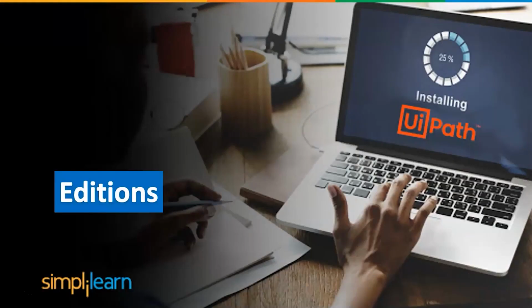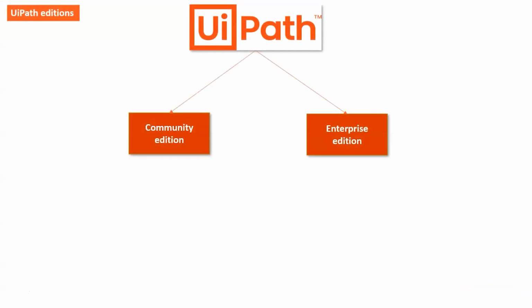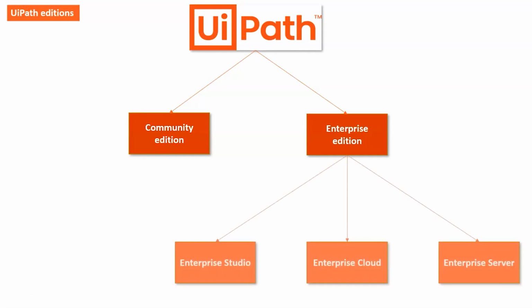Let us look at the editions. The different editions that UiPath offers. UiPath offers two types of editions: Community Edition and Enterprise Edition. Community Edition is for the developers and small teams who are just starting on their automation journey. The Enterprise Edition is further classified into three types: Enterprise Studio Edition, Enterprise Cloud Edition, and Enterprise Server Edition.